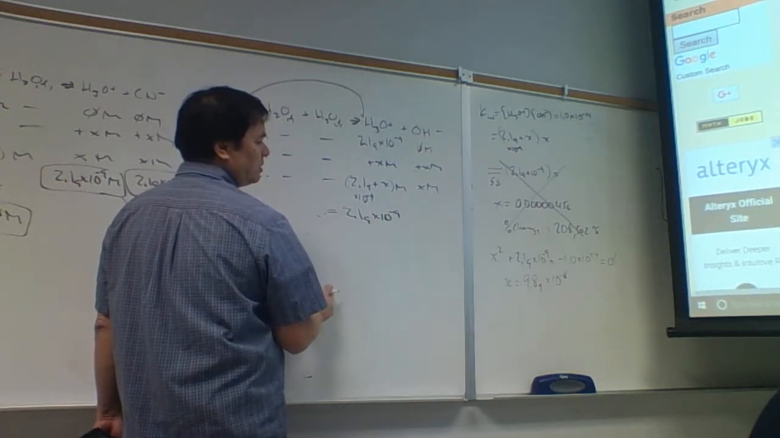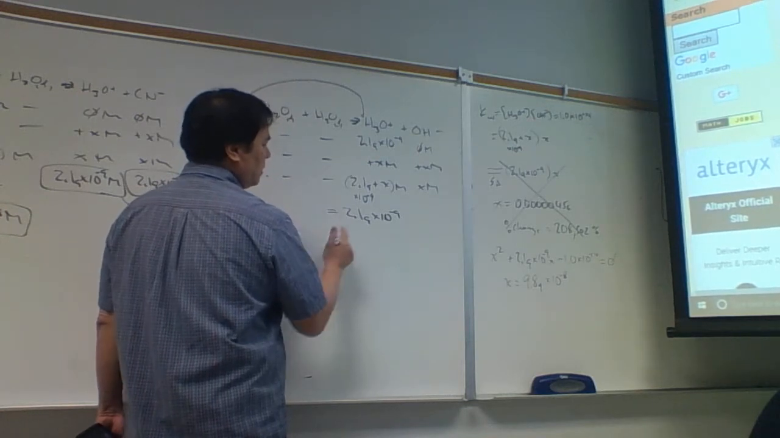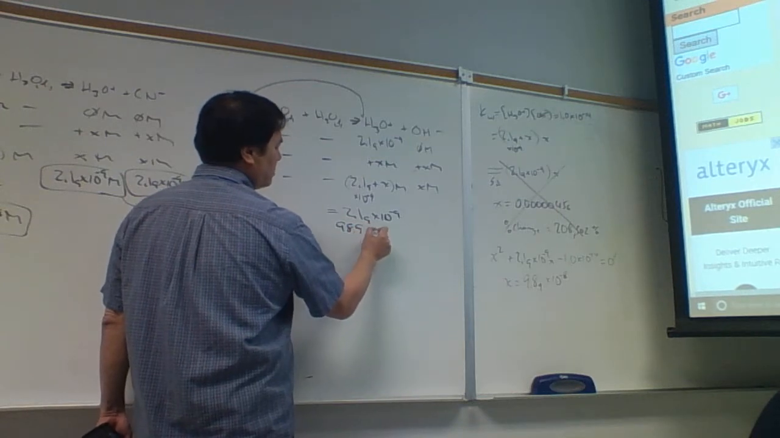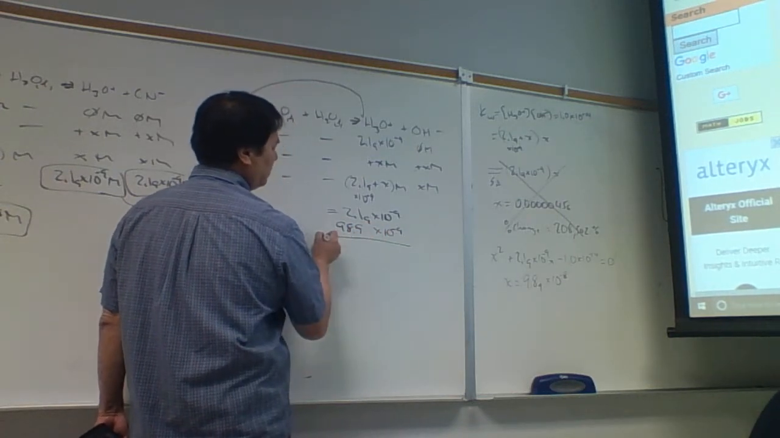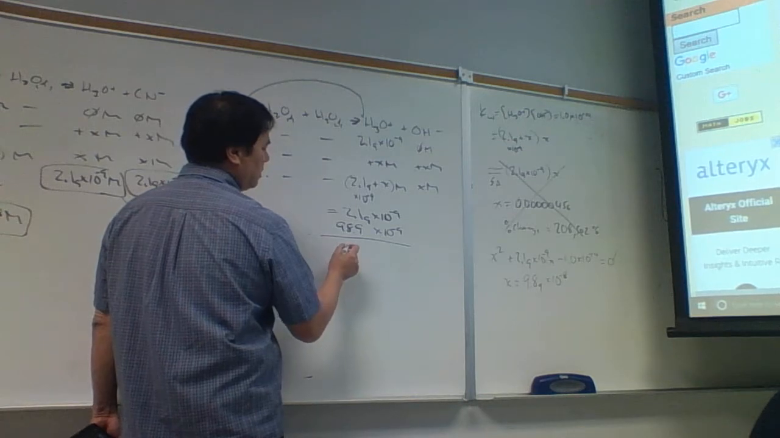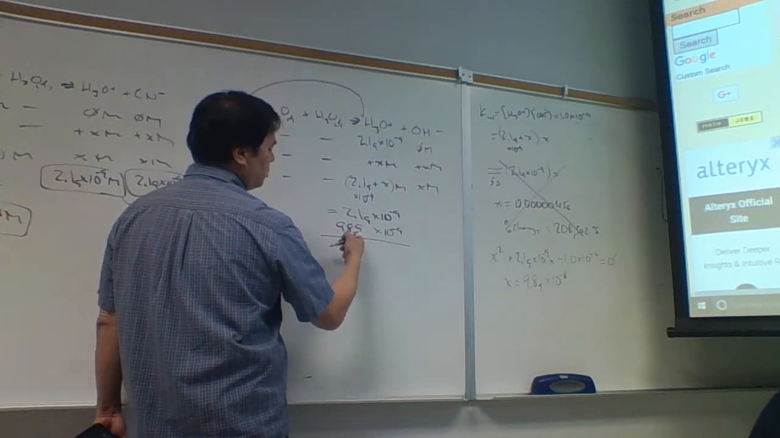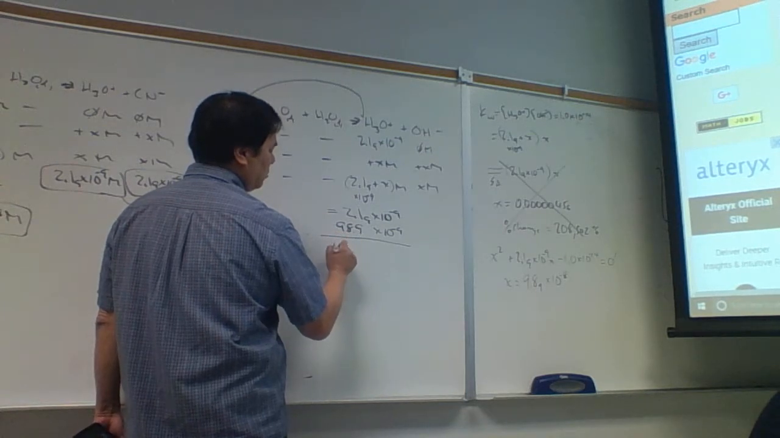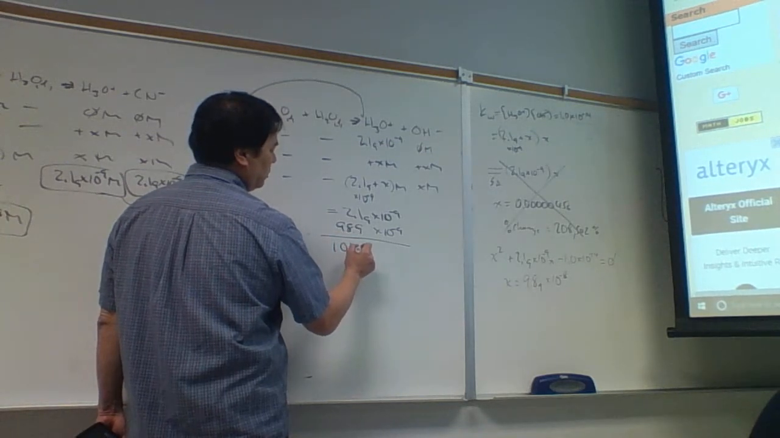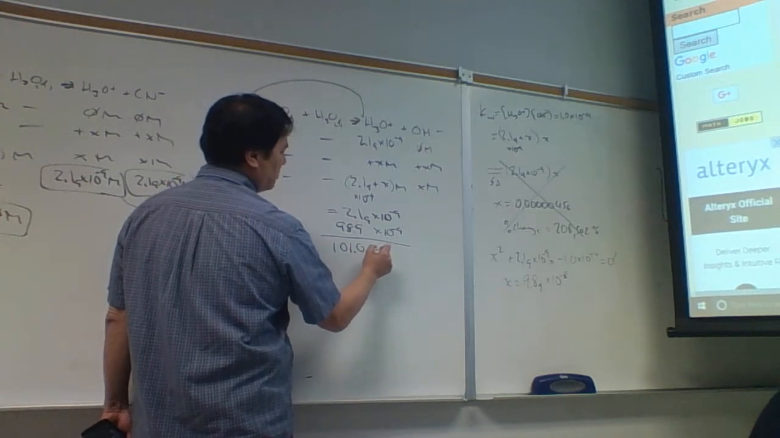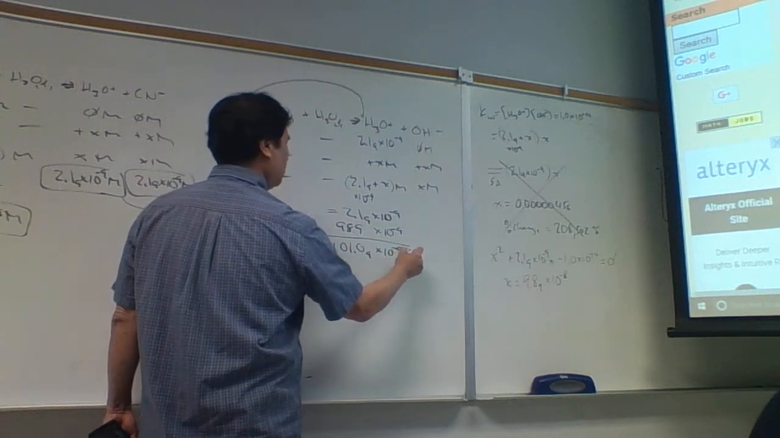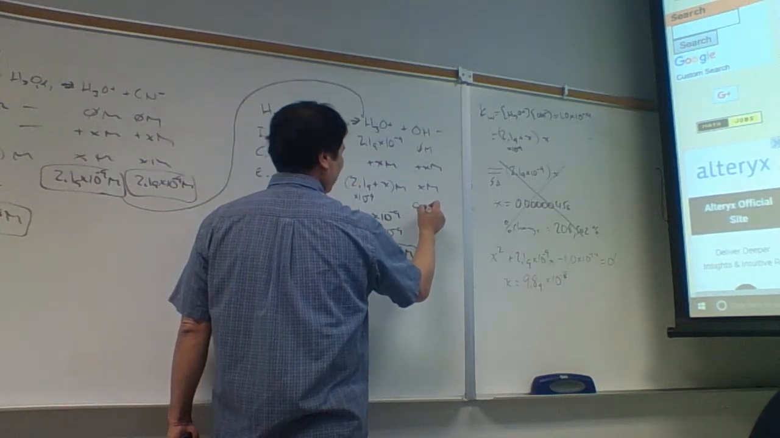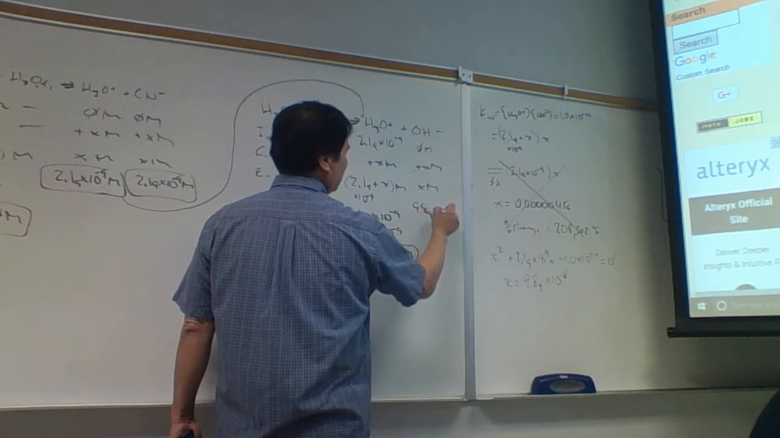I'm going to convert that into 10 to the minus 9. And so that would be 98.9 times 10 to the minus 9. And so I would get 101.09 times 10 to the minus 9 here. And then the hydroxide comes out to 9.89 times 10 to the minus 8.